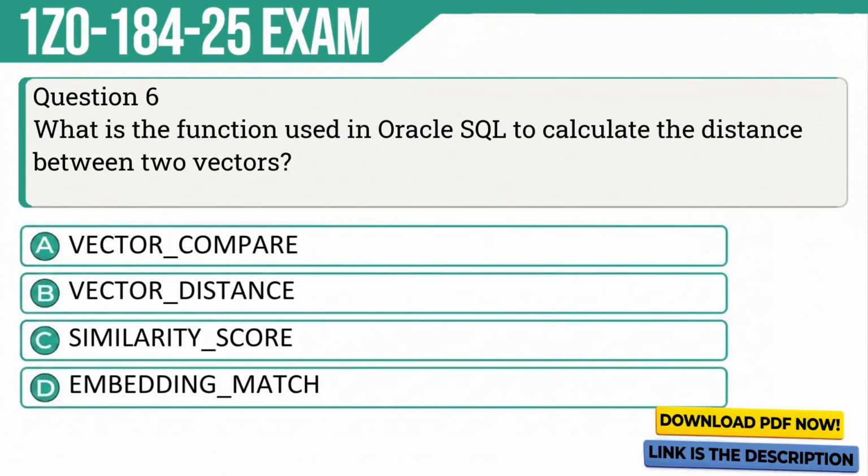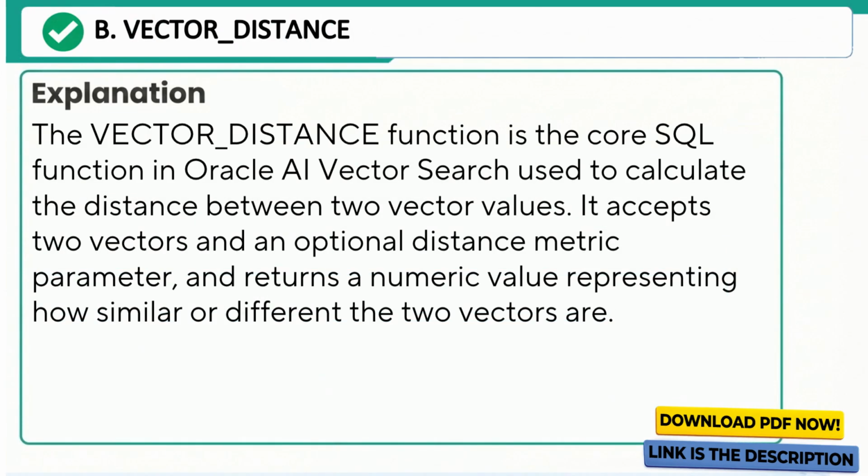Question 6. What is the function used in Oracle SQL to calculate the distance between two vectors? A. VECTOR_COMPARE. B. VECTOR_DISTANCE. C. SIMILARITY_SCORE. D. EMBEDDING_MATCH. Correct answer, B. VECTOR_DISTANCE.